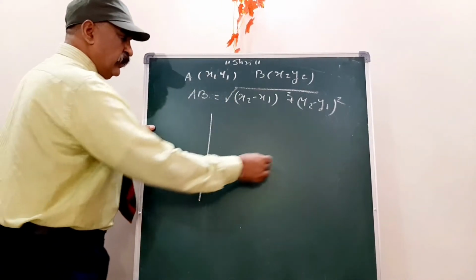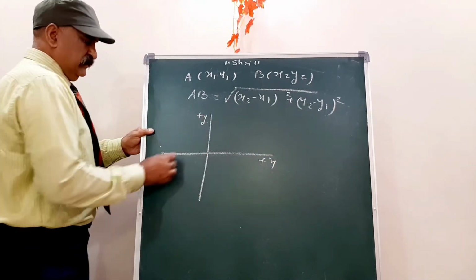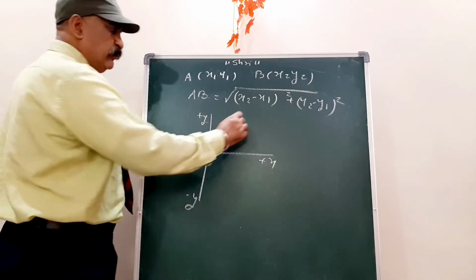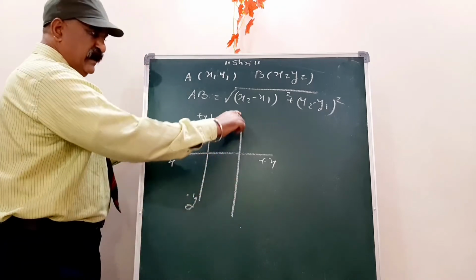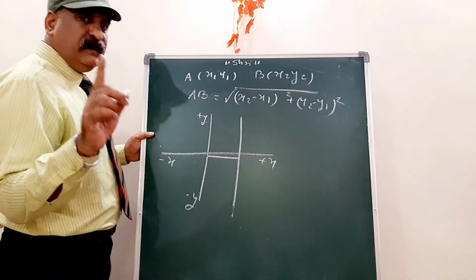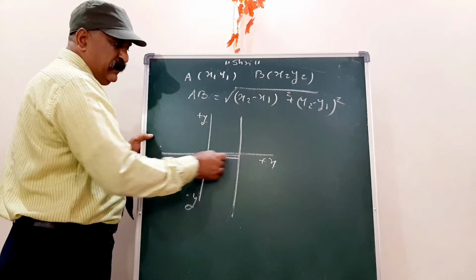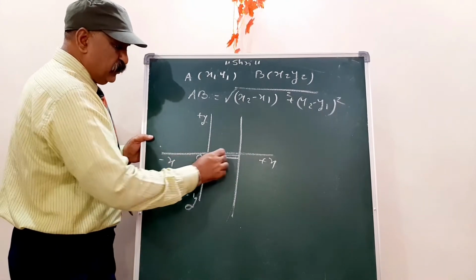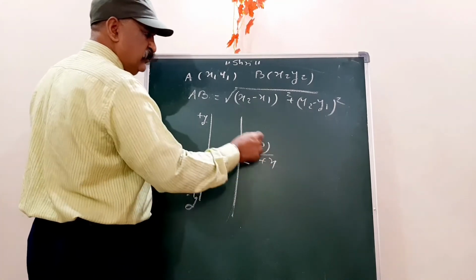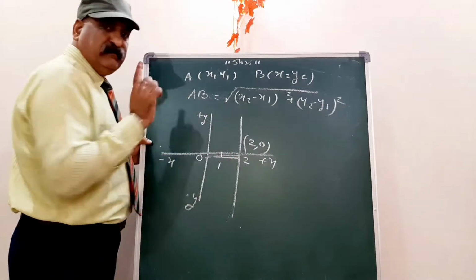Suppose this is the coordinate axis, this is plus x, this is plus y, this is minus x, and this is minus y. If the line is parallel to y-axis, this is the line parallel to y-axis. This much means the x coordinate will be there. It means if the line is parallel to y-axis, the x coordinate will be there. Suppose this is 0, this is 1, and this is 2. The coordinates are 2, 0. It means the line is parallel to y-axis.